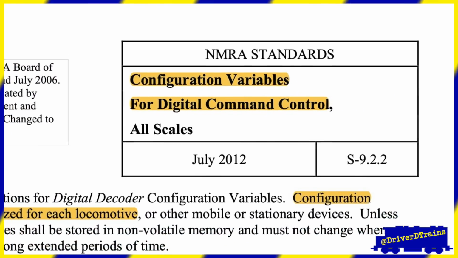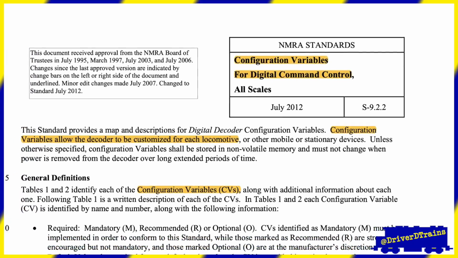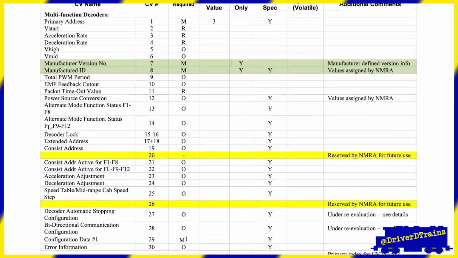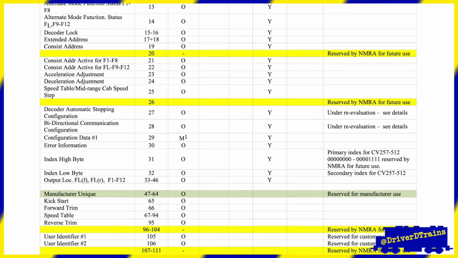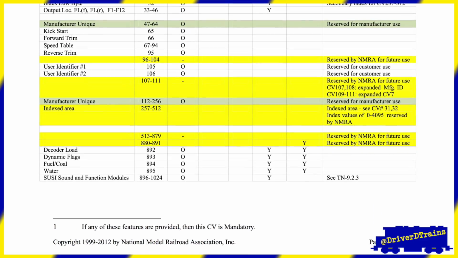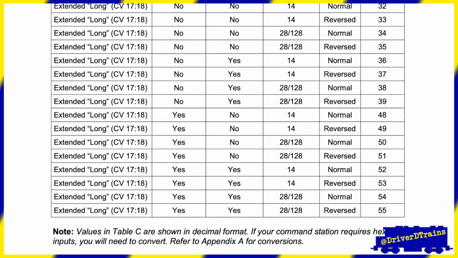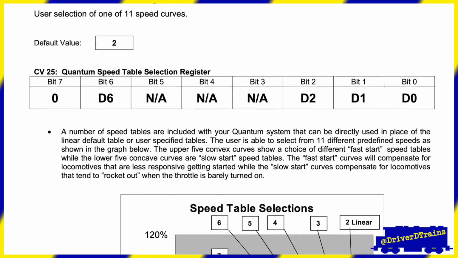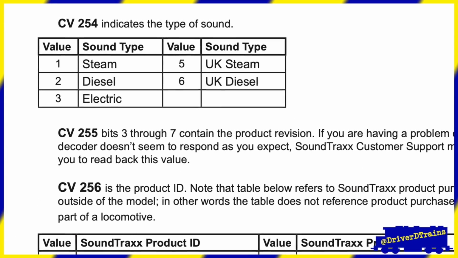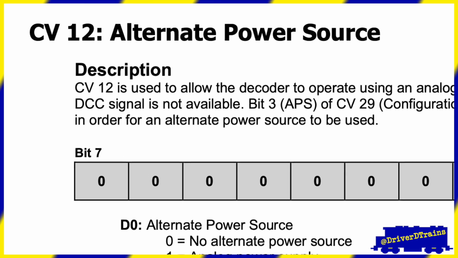NMRA DCC standards specify that decoders are programmed and configured using what are called configuration variables, or CVs. In any given decoder, there could be dozens or even hundreds of different CVs, and each brand or model of decoder will likely have a different set of CVs. Further, the values in those CVs are likely to be different in each locomotive depending on what features it has, how fast or slow it runs, whether it runs alone or in a consist, whether it is a diesel, electric, or steam locomotive, and whether it runs on both DC and DCC layouts.